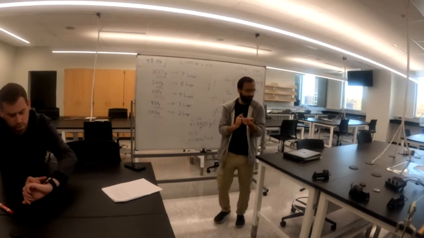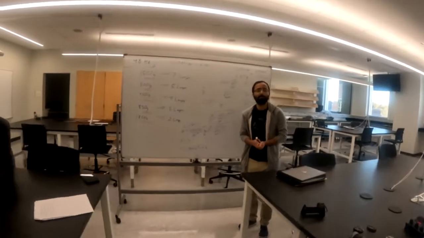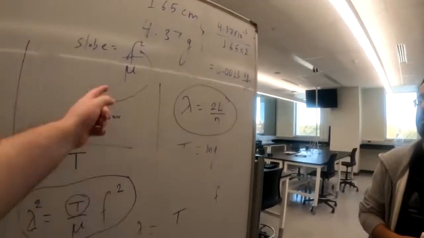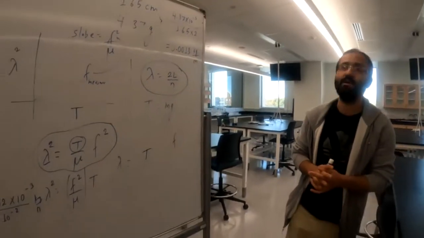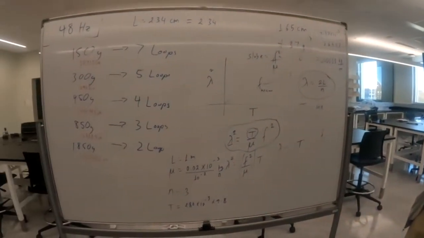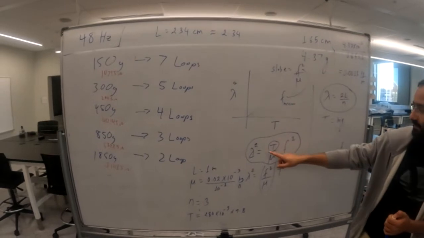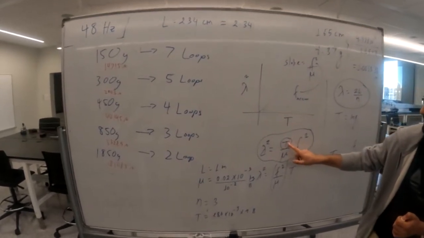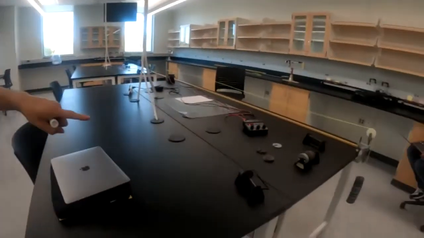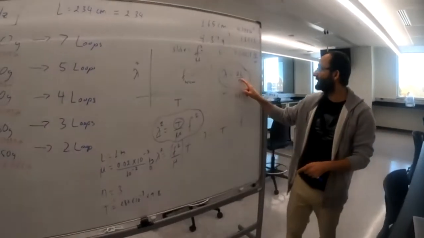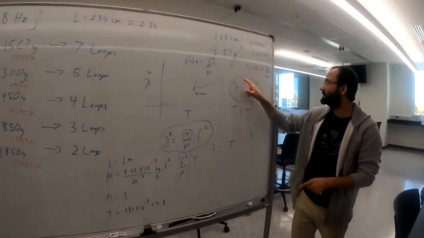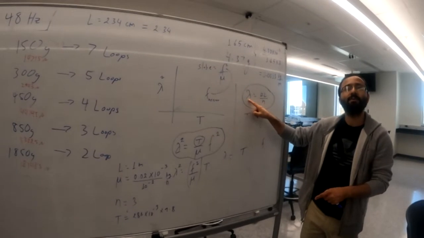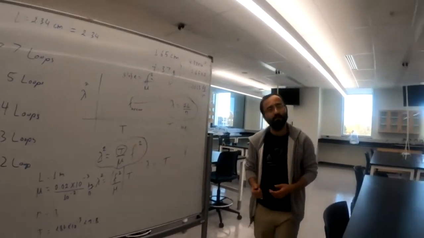Okay. So our entire goal of this lab is to find the slope value. We are plotting lambda square versus tension. Tension we will get from the mass over there. Lambda, we will get from the number of loops and use this formula to find the lambda. Okay. Yeah, I am done.